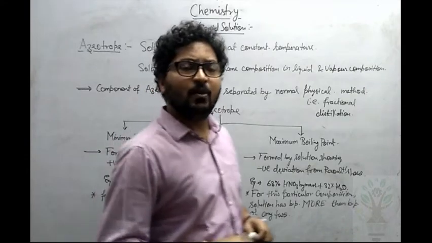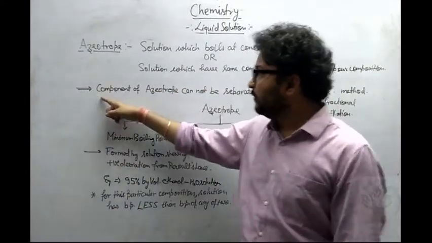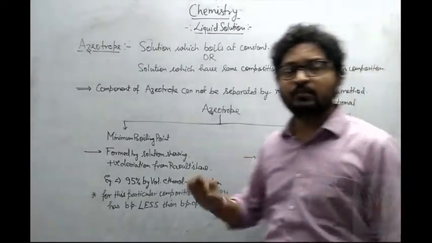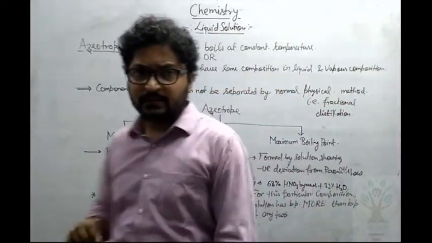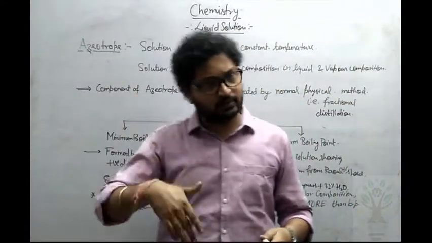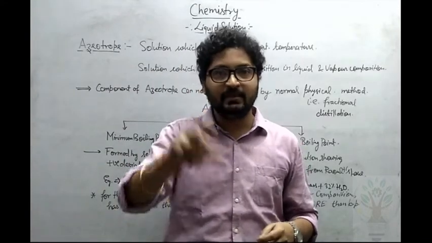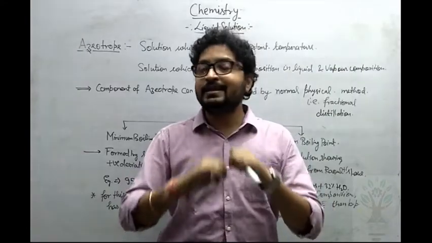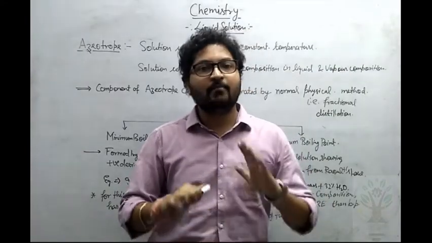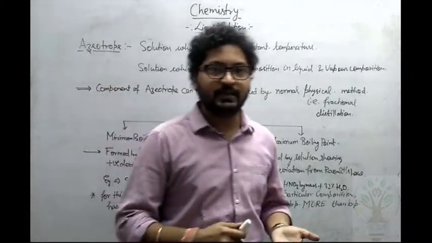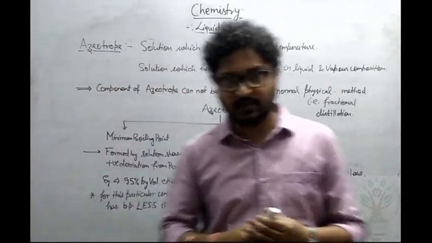Now, one important thing about azeotrope is that the components of an azeotrope cannot be separated by normal separation methods. Means you cannot separate the components of an azeotrope. Let's say A and B are forming an azeotrope. So you can never separate A and B by normal physical methods. Okay, we need some special techniques, but those are not in our syllabus.